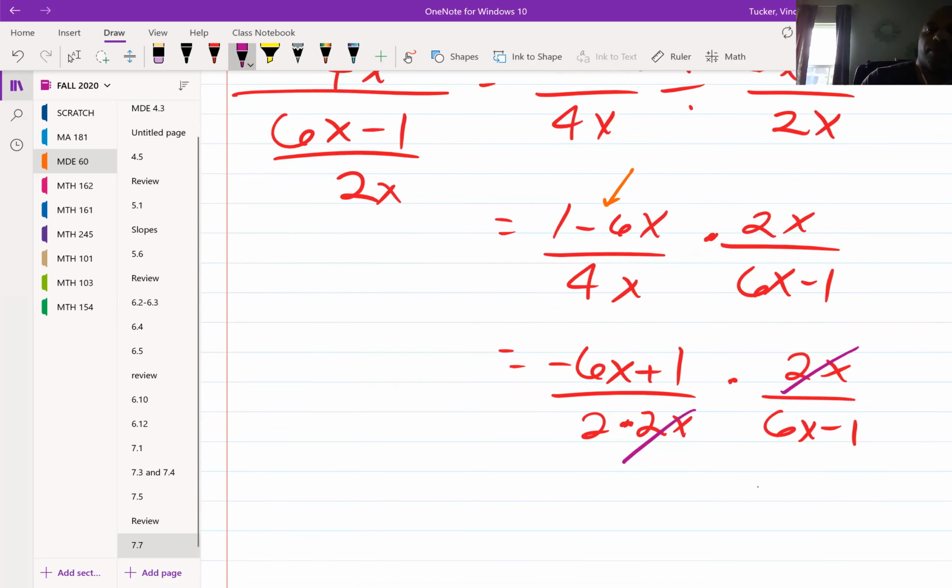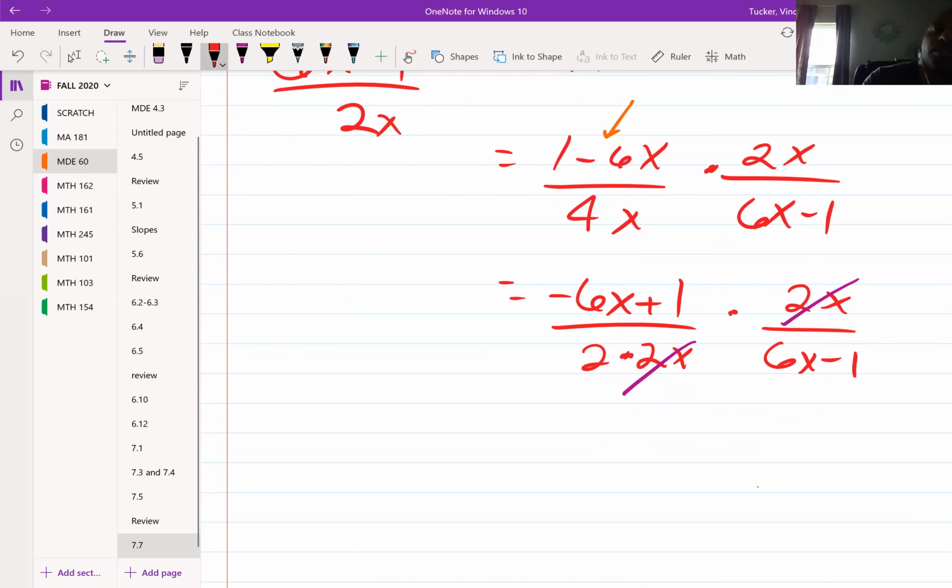They can if we were to factor out a negative. So you see that 2x can cancel. 4x is 2x times 2, and we had a 2x in the numerator. So what I'll do is I'll write it like this. What ends up happening is we had a 2 cancel, and then we had an x cancel. But I got a negative 6x plus 1. So if I factor out a negative, I have a positive 6x minus 1.